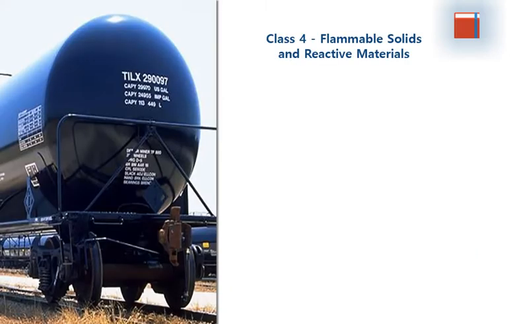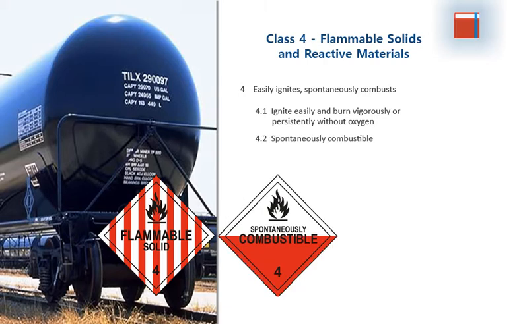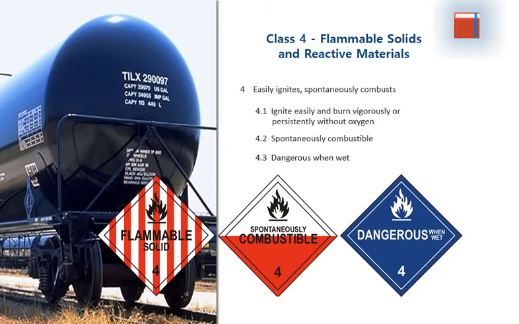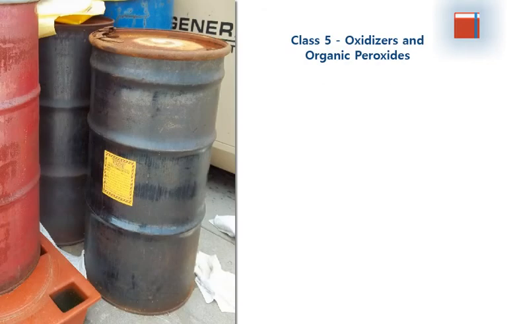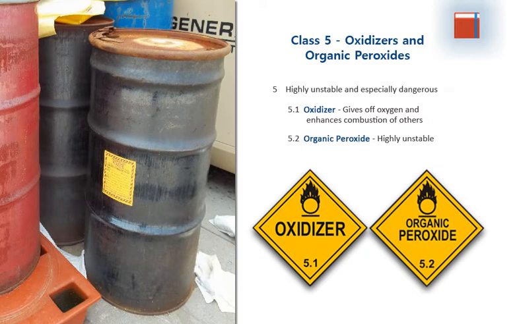Class 4 hazardous materials include flammable solids and reactive liquids and solids. Divisions indicate whether the material is a flammable solid, a spontaneously combustible material, or is dangerous when wet. Class 5 hazardous materials include oxidizers or organic peroxides. Divisions within this class indicate which one of these 2 materials is contained in the shipment.